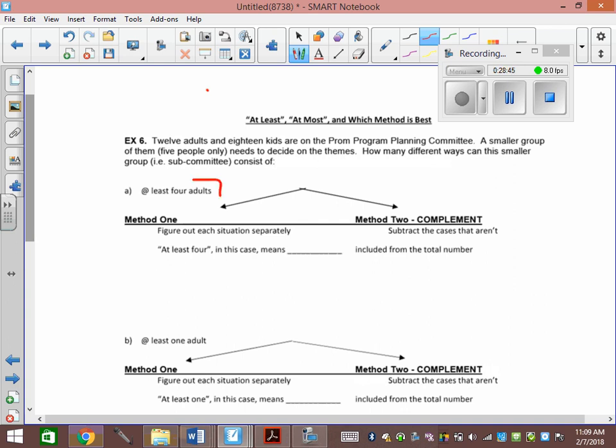We need at least 4 adults. Okay? So we're making subcommittees. The first case is 4 adults. Is it 4 adults only? How many people do I need on a subcommittee? 5. So each different case, with plus signs in between, has to have 5 people in it, right? Because each subcommittee needs to have 5. That's great. We have 4 adults, but I also need 5 people. So what do I need? And 1 kid.